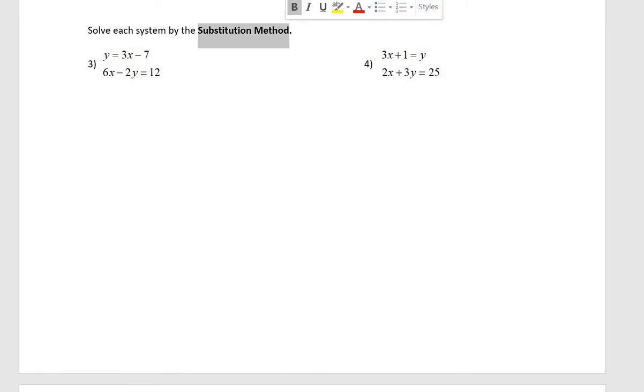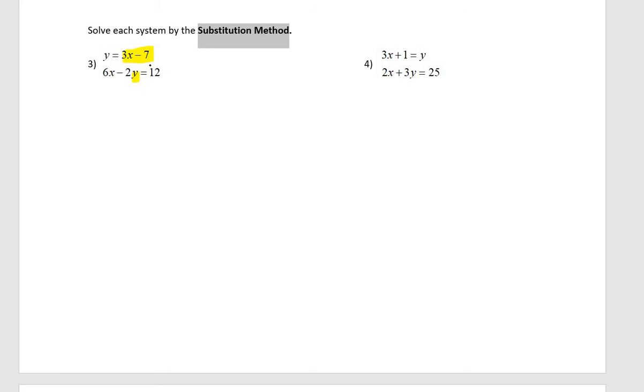This says to solve each system by the substitution method. So remember, substitution means that you are plugging something in for something else, or replacing something with something else. Just like in a sport, when you make a substitution, one player is going in for another player. In math, what we're going to do is put an expression in for a variable in the other equation, and that's going to help us solve that equation.